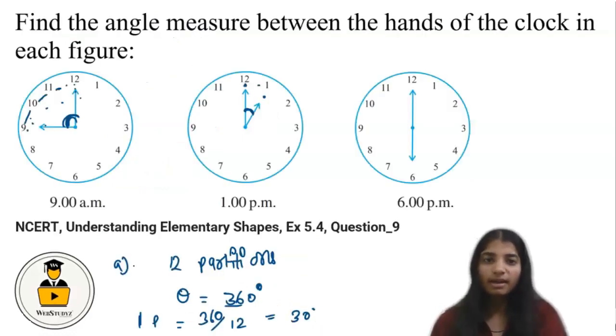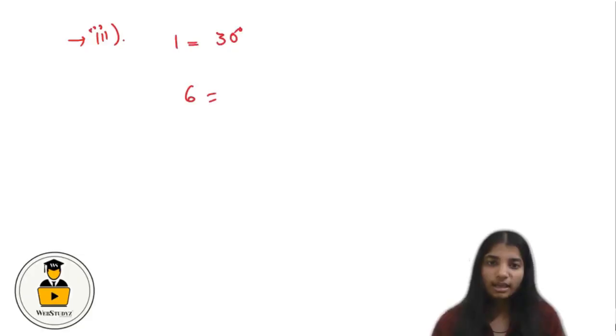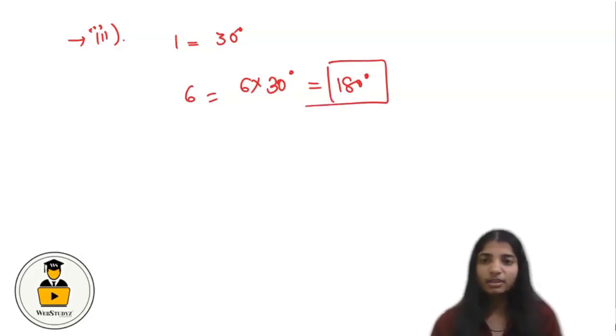Now let's move to part C. In part C, the hour hand is at 6 and the minute hand is at 12. So there are in total 6 partitions, or we can say that this is half of the clock, making one straight angle. For 1 partition it is 30, so for 6 it is 6 multiplied by 30, that is equal to 180 degrees. So 180 degrees is the answer to the third part. So this is the answer to the given question.